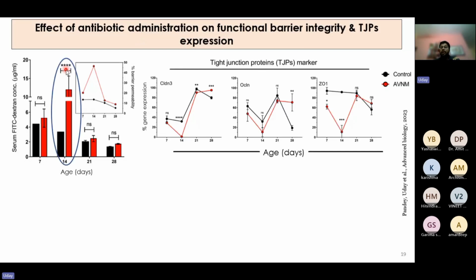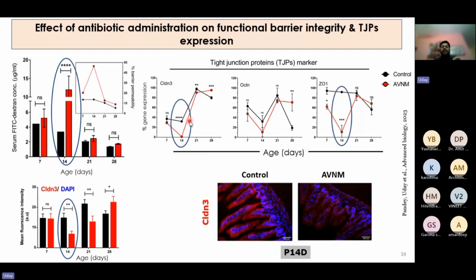And when we checked different tight junction markers, we also found the same pattern, like Claudin 3 and Zonula occludens 1. All their gene expression is downregulated at postnatal 14 days. And after 14 days, they show a pattern of recovery, so they are trying to recover their gene expression values. Further, we validated with our immunohistochemistry study whether the Claudin 3 marker is actually less or not. And we found that yes, at the protein level also, Claudin 3 is less, based on the mean fluorescence intensity value.